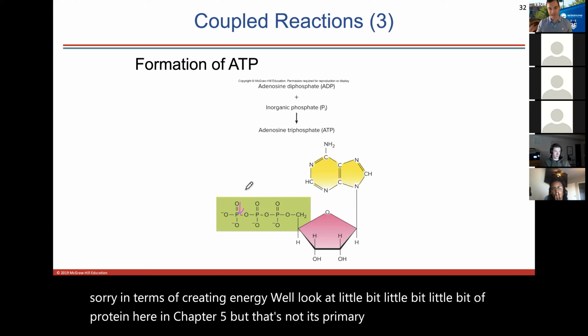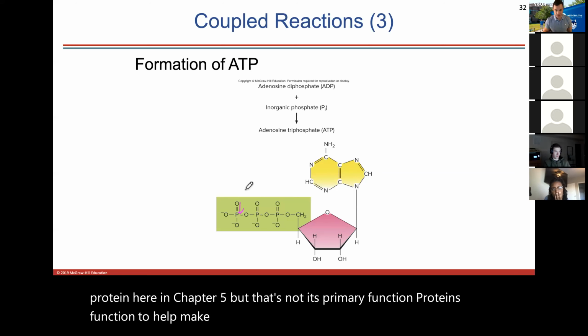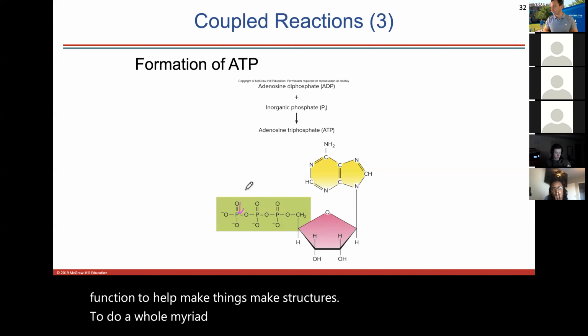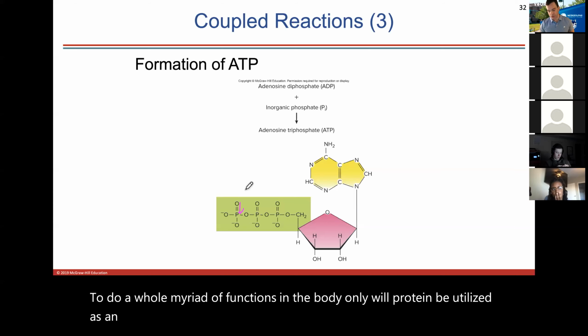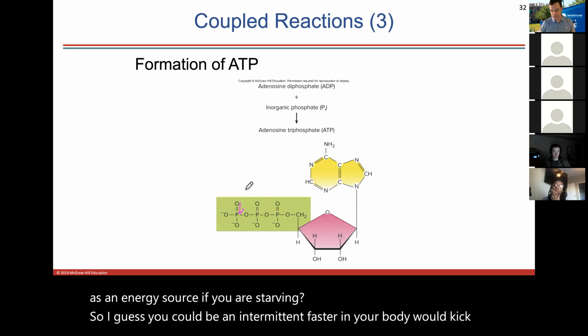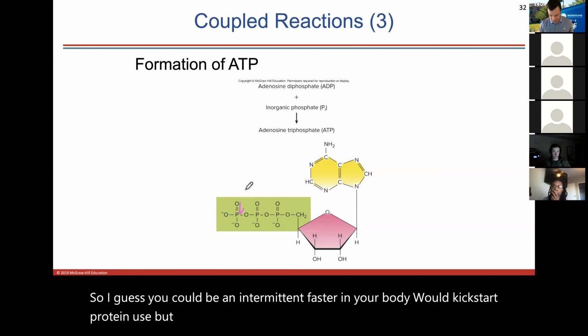We will also talk a little bit about fat utilization in terms of creating energy. We'll look at a little bit of protein here in chapter 5, but that's not its primary function. Protein's function is to help make structures and to do a whole myriad of functions in the body. Protein will only be utilized as an energy source if you are starving. I guess you could be an intermittent faster and your body would kickstart protein use, but it's going to use fat first. So some fun conversation that we'll have here in a little bit.